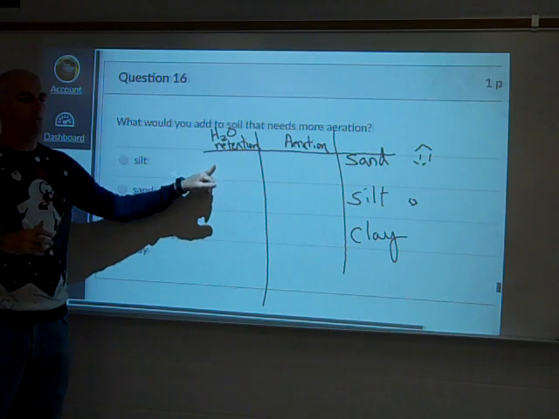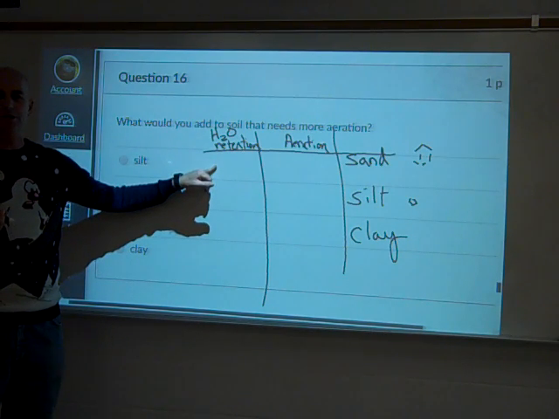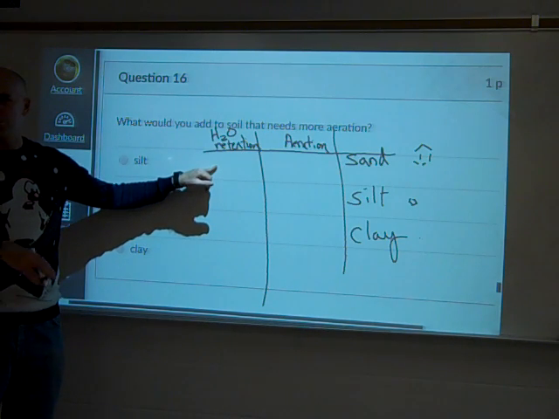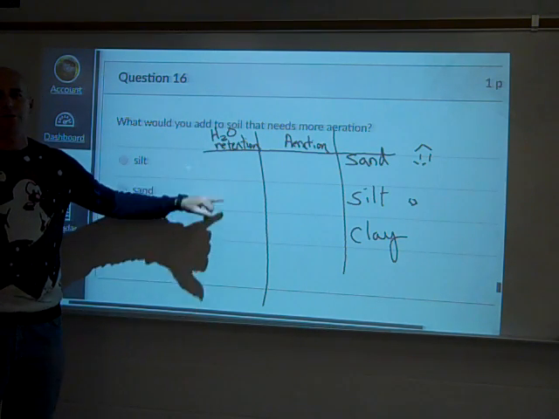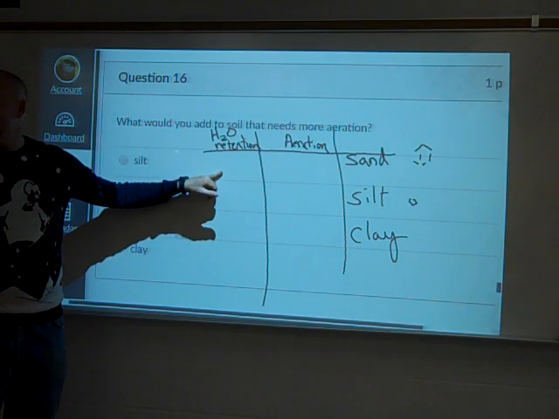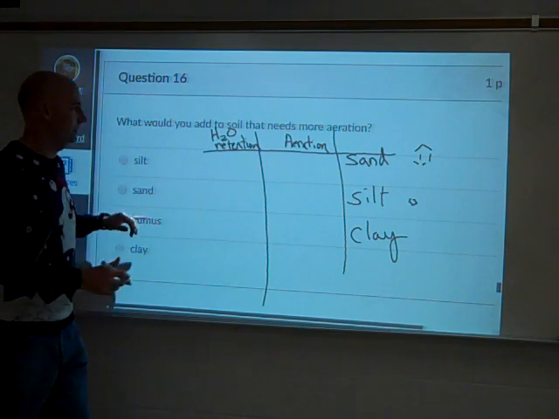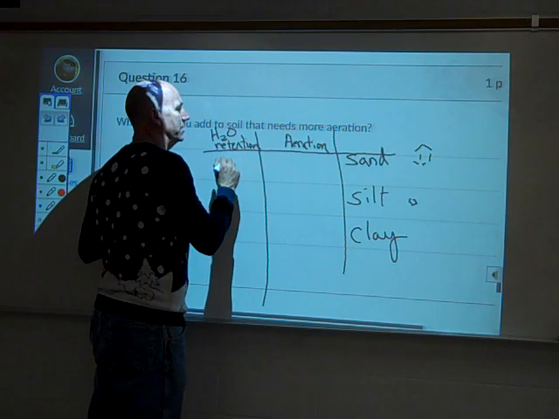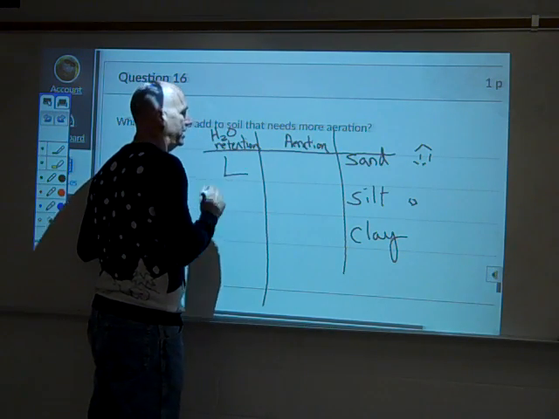So what about the sand? Would it hold back the water very well, or would it let it go through? Would it pour through quickest in the sand, silt, or the clay? It would go through the sand pretty easily. Okay, so sandy soil does not retain water very well.